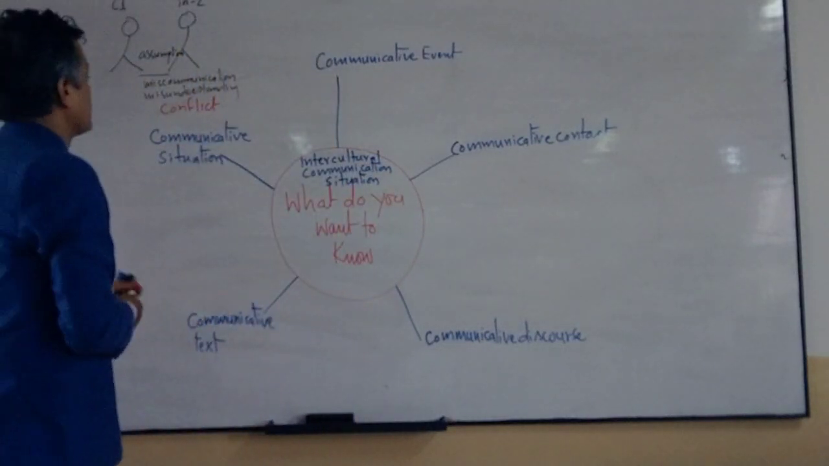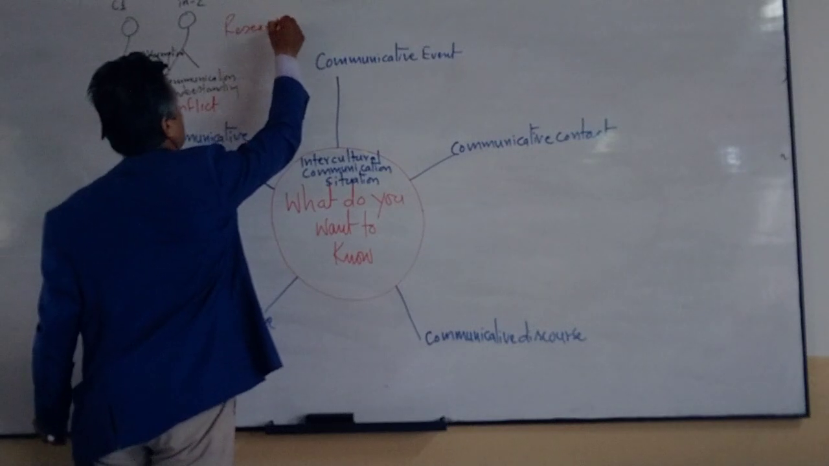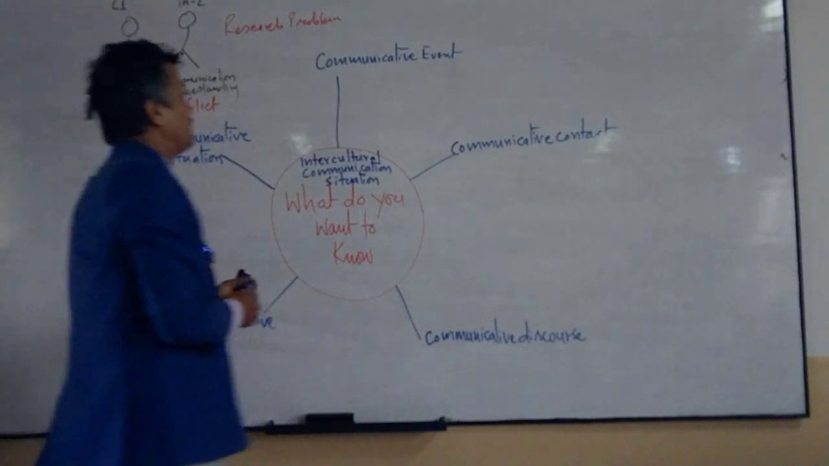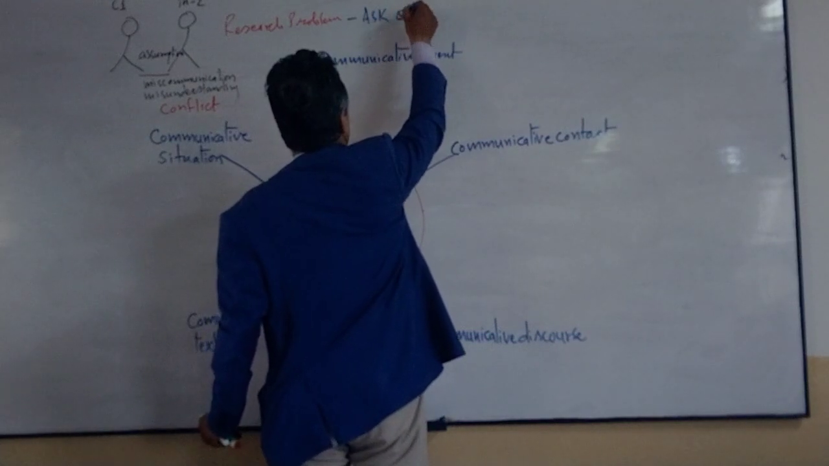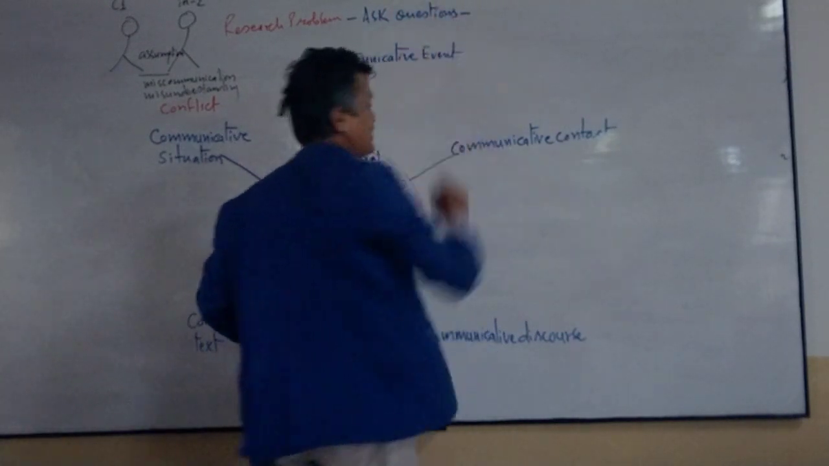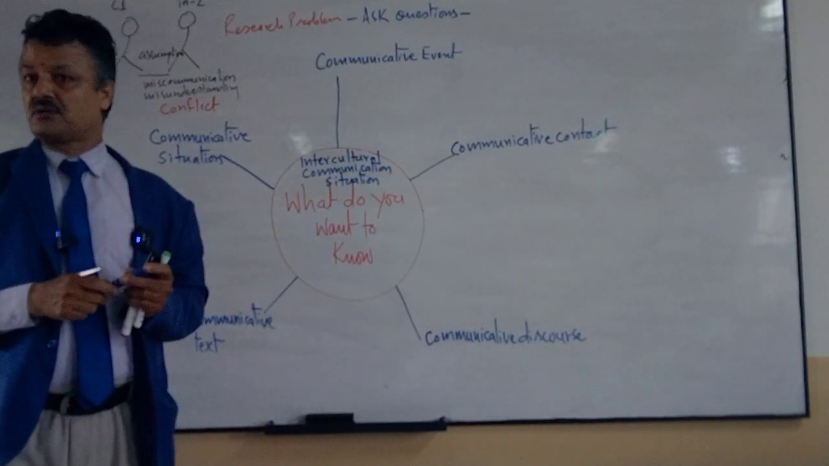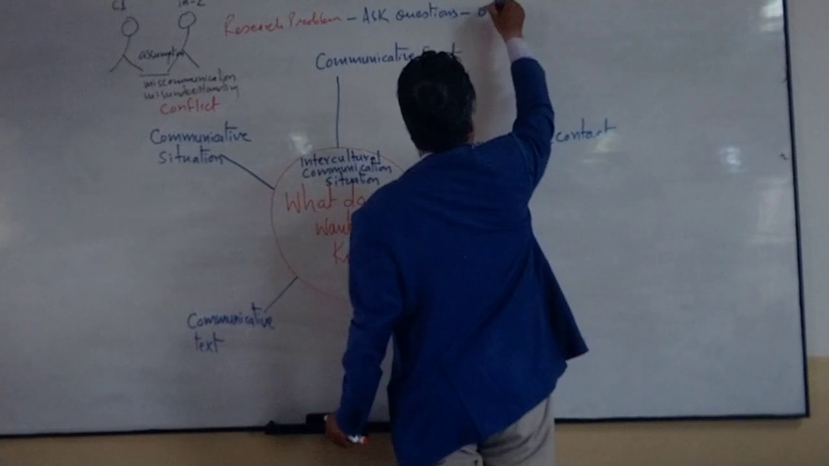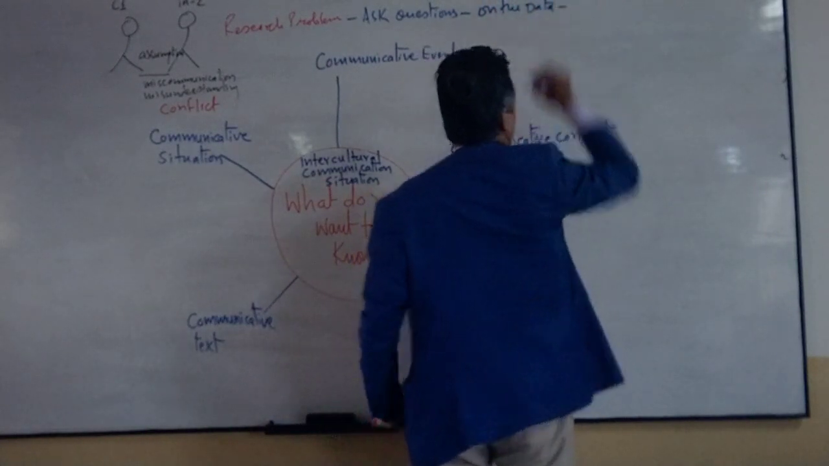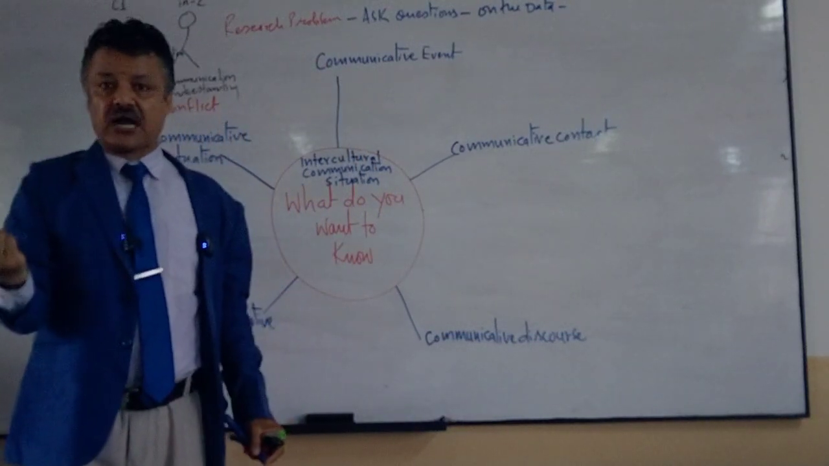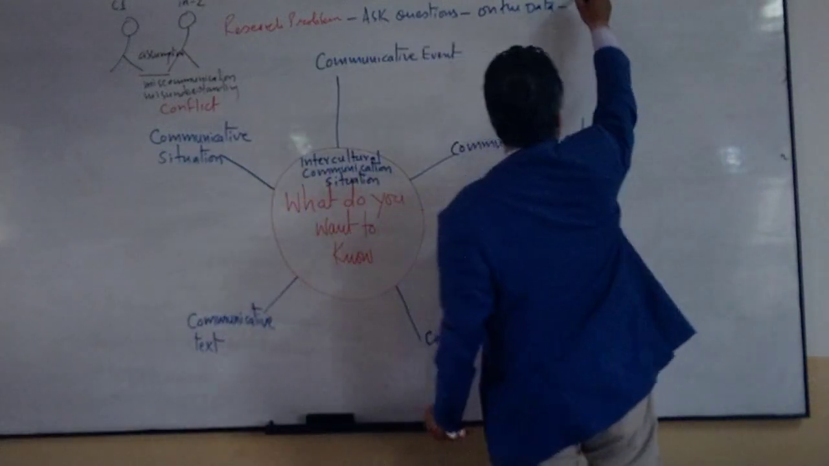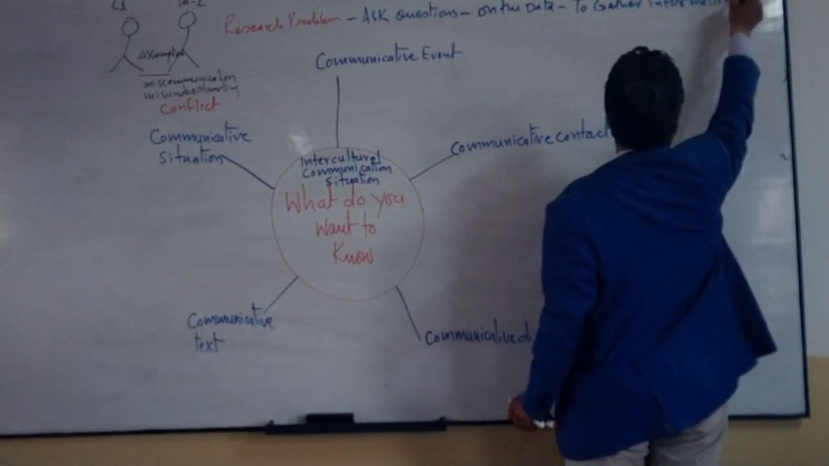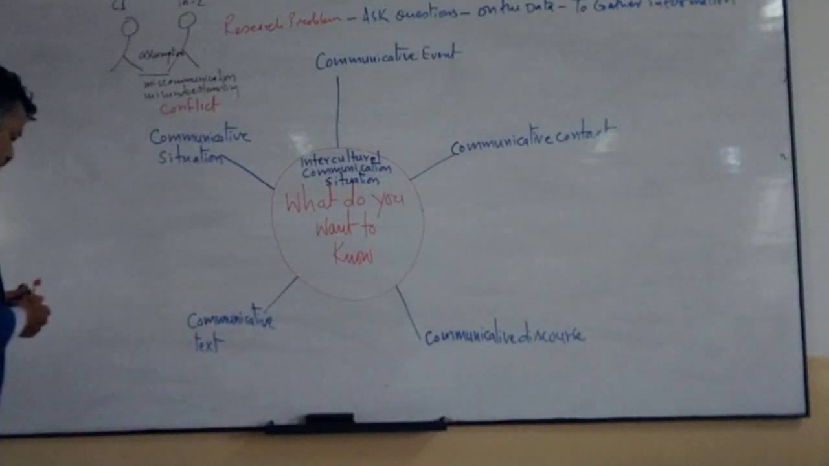Once you have a research problem, the second step you do is ask questions. Now, you ask questions about what? You ask questions on the data. Why do you ask questions? To gather information. That's why there's a beautiful definition of research.